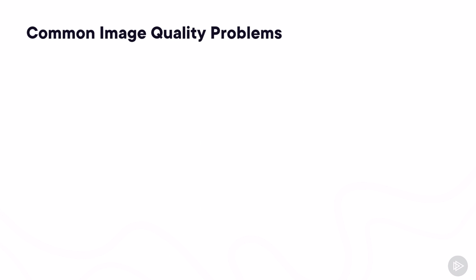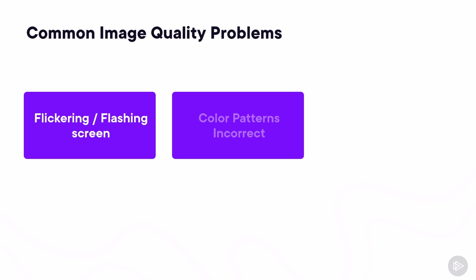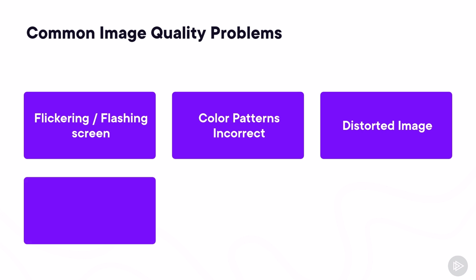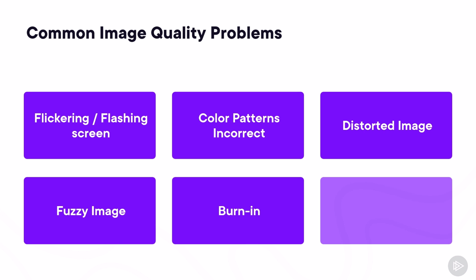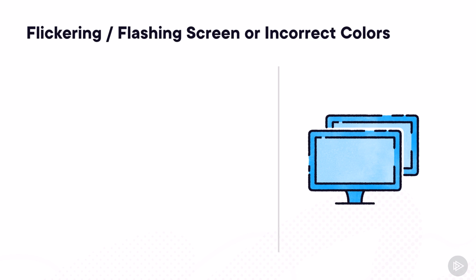Now you might have an image, but you might have poor image quality problems, from screen flashing to the image being distorted, or even weird black spots on your monitor. Let's take a look at all those scenarios. First things first, your monitor might start flickering or flashing, or one color might be missing. The first thing to check are your video cables, as that's usually the most common problem.